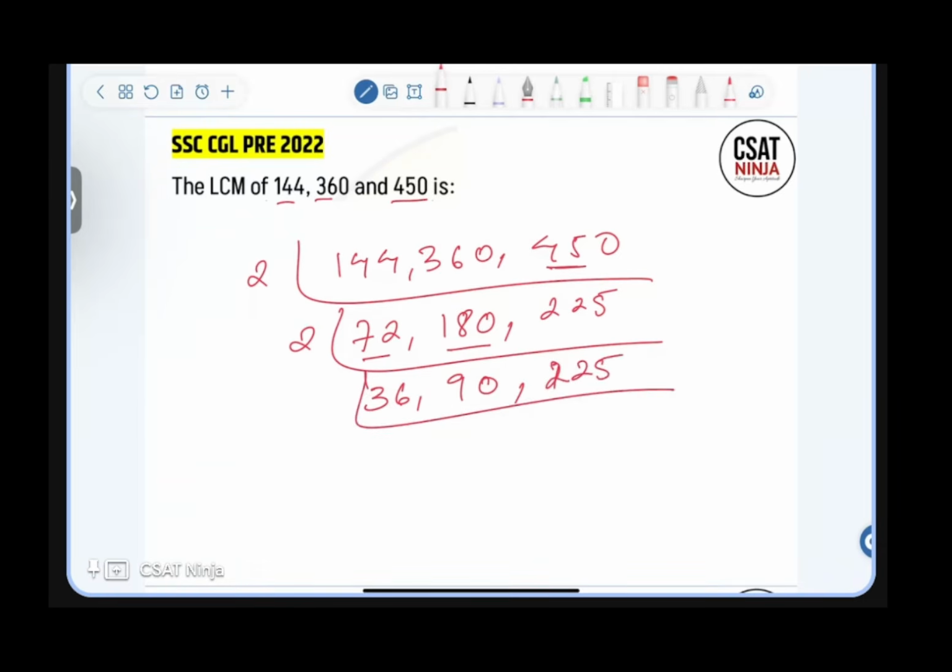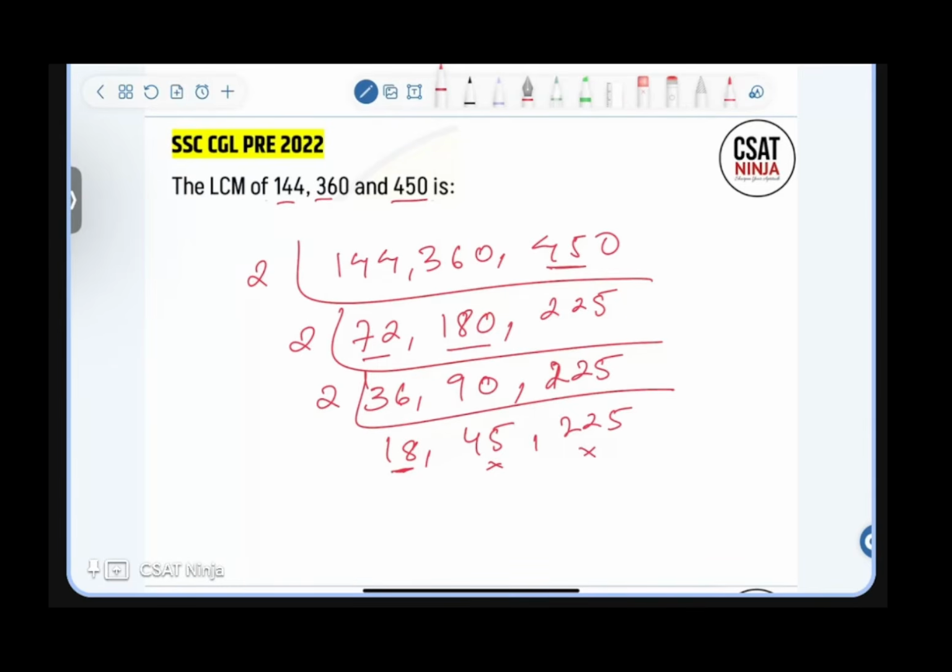Again, what about this? I'll start with 2 again. 2 ones are 2, 2 ones are 2, 2 eights are 16, and 2 twos are 4, 2 fives are 10. 2, 2, 5. If you look here, I cannot use 2 now. Why? Because this one is divisible by 2, but these two are not divisible by 2. So I cannot use 2 now.